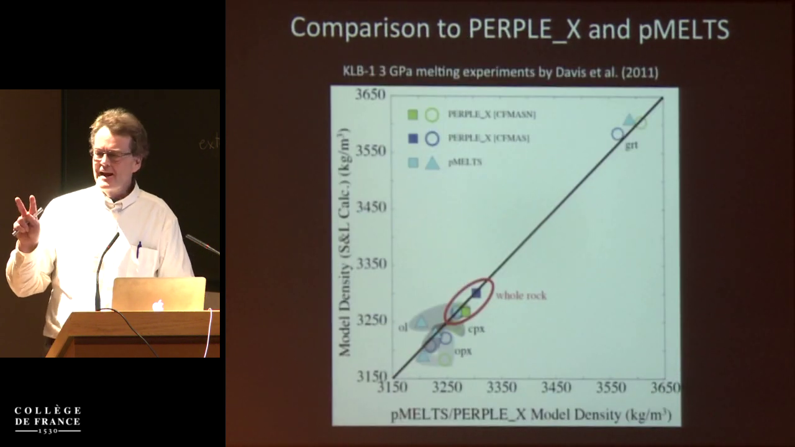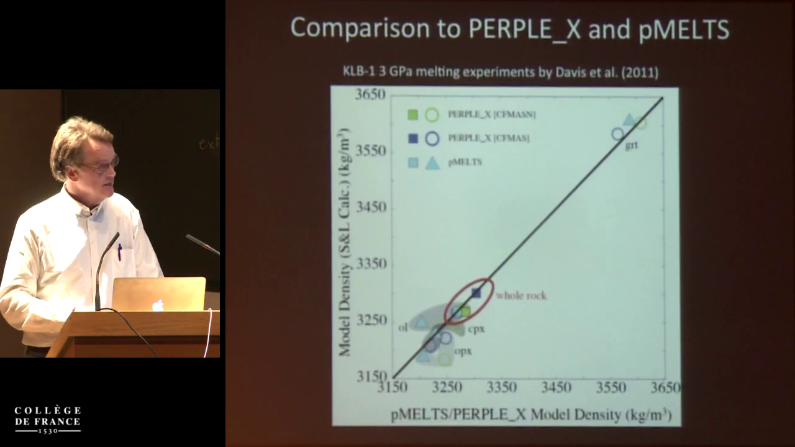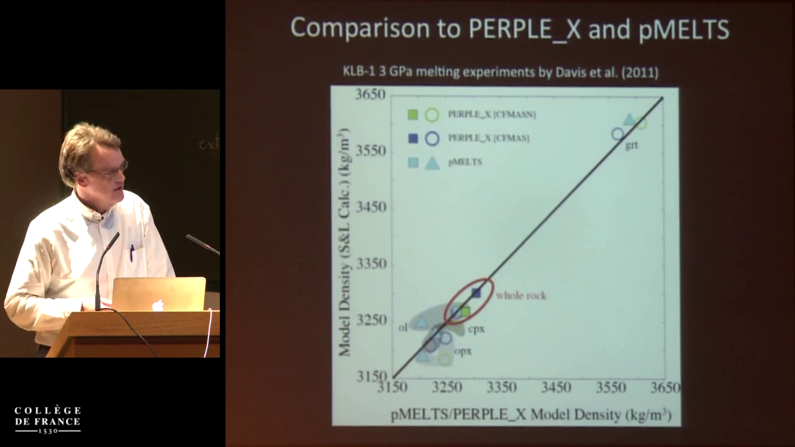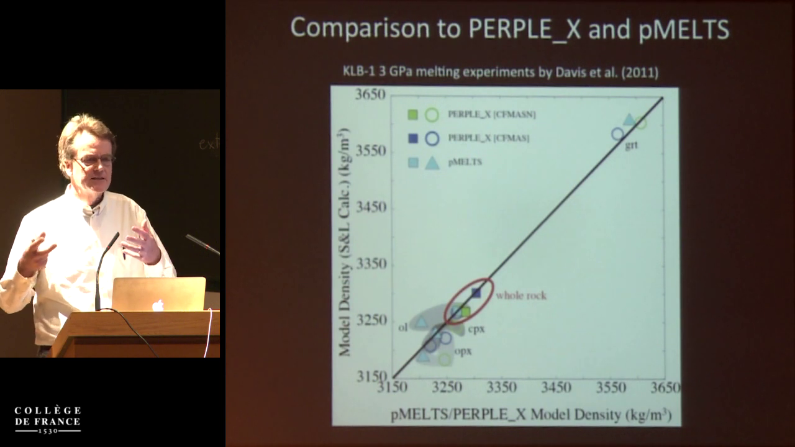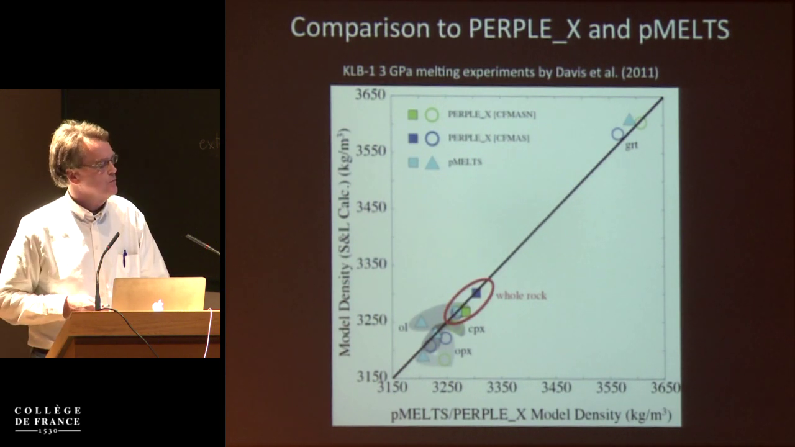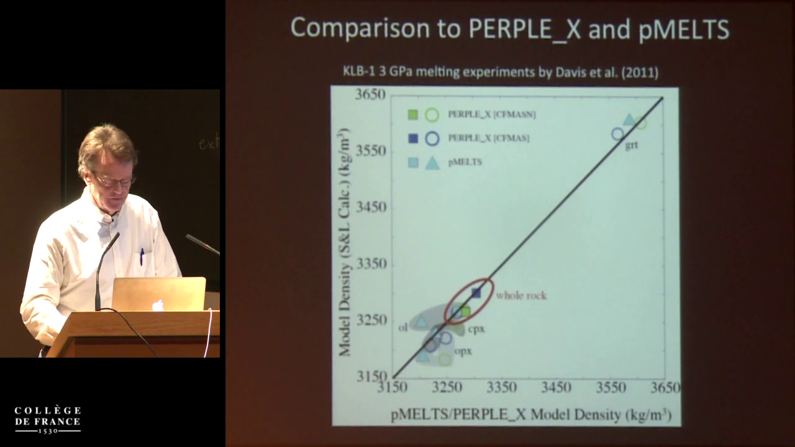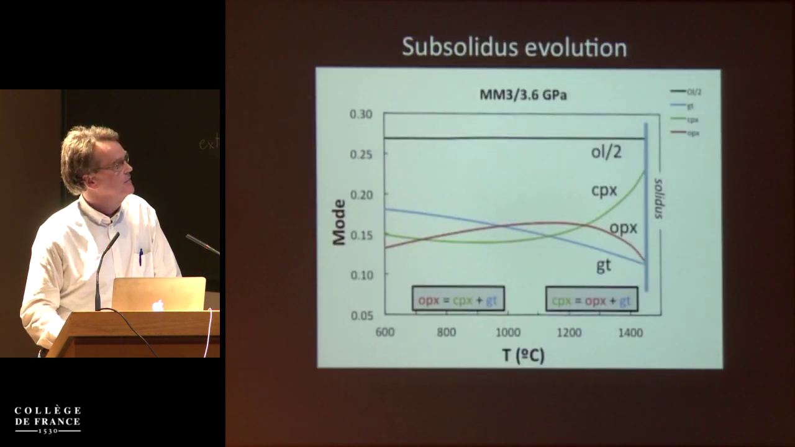But it's not so bad in the case of density here, because these are all offsetting effects. If your phase composition is a little different, your modal proportions are a little different. And in fact, I think all of these routines do a pretty good job of melt density.